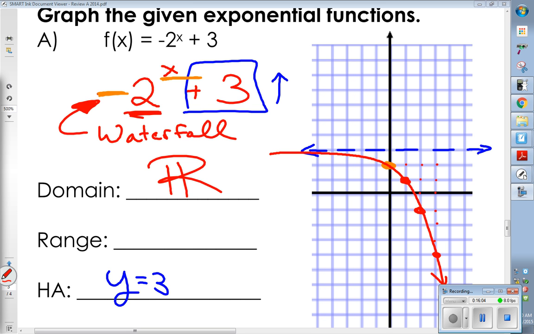Range. My range is what y values did I use. Remember, it's always going to be the same as my horizontal asymptote. My y's. What y's did I use? Well, I started at whatever, but I'm going to be y is less than 3. Why is it less than? Because I'm below 3.